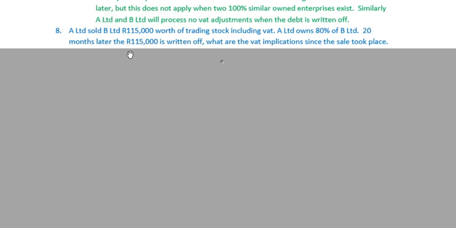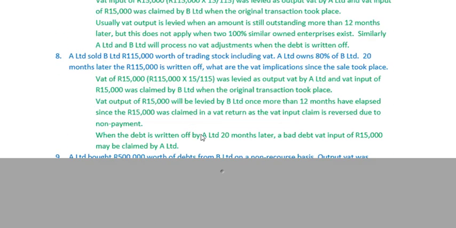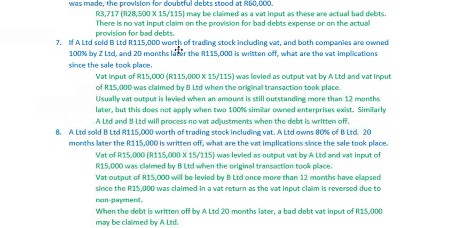It says number 8. A Limited sold B Limited 115,000 worth of trading stock including VAT. A Limited owns 80% of B Limited. 20 months later, 115,000 is written off. What are the VAT implications? So guys, as far as this is concerned, what needs to happen is the following. Can you see it says 100% over there? It has to be 100% between group companies. So where the difference is in this example is, in the previous example, it's a 100% owned company. In this example, it's only 80%.